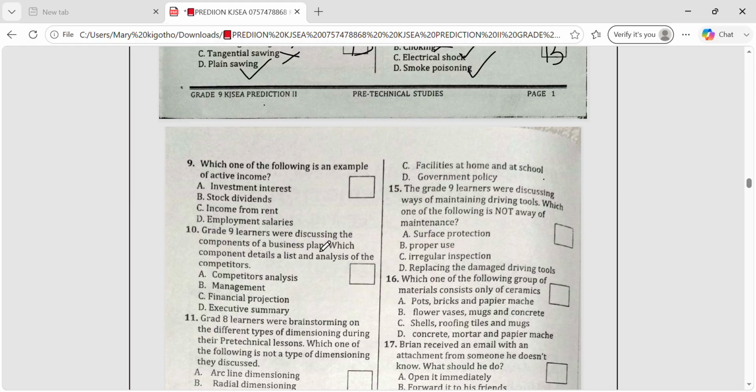We are now in question number 9. Which of the following is an example of an active income? So we know we have passive and active income.